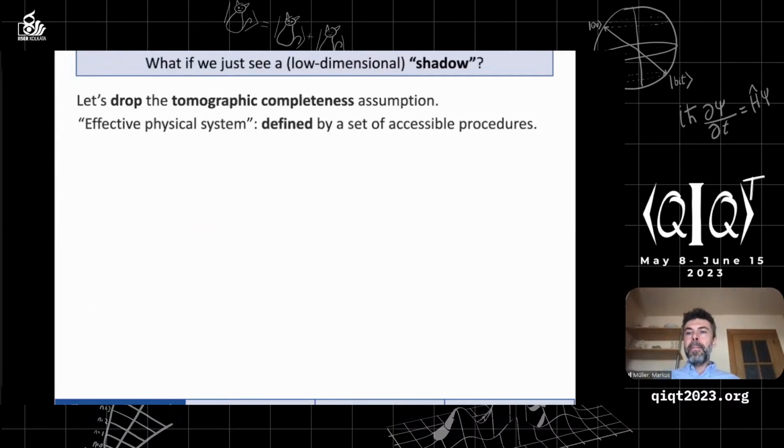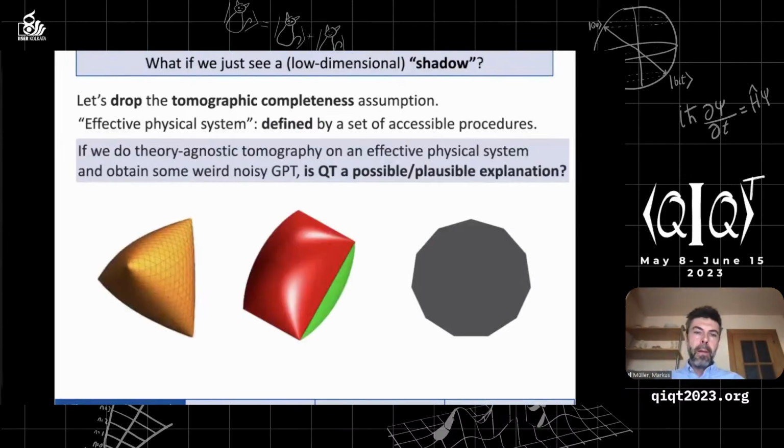Now, given this, we can ask, is it really that essential? Can we perhaps also say something interesting if we're not assuming tomographic completeness, that we scan the system completely, and ask, what if we just see a low-dimensional shadow in some sense? So let's drop the tomographic completeness assumption and say, we go to the lab, we have something like an effective physical system, which is just defined by the set of procedures that are available to us at the moment. Right?